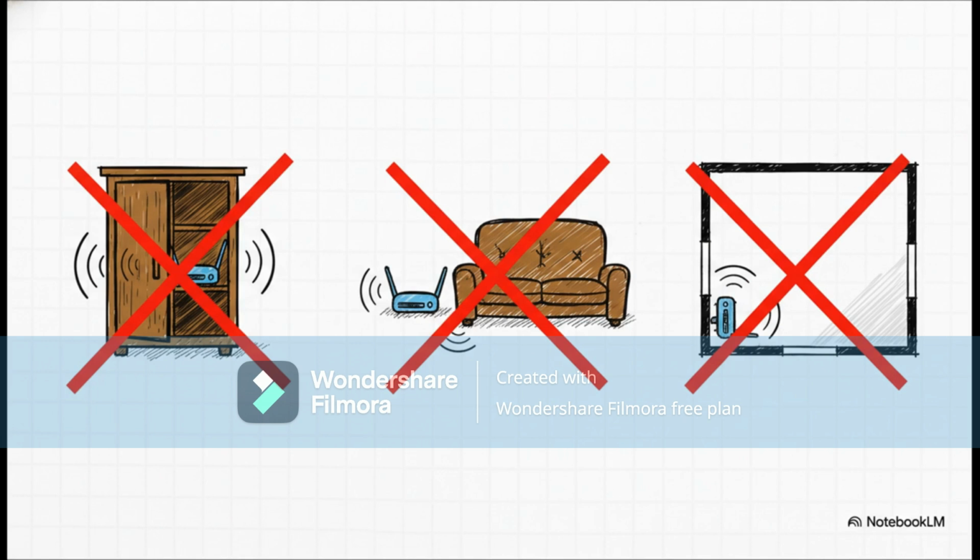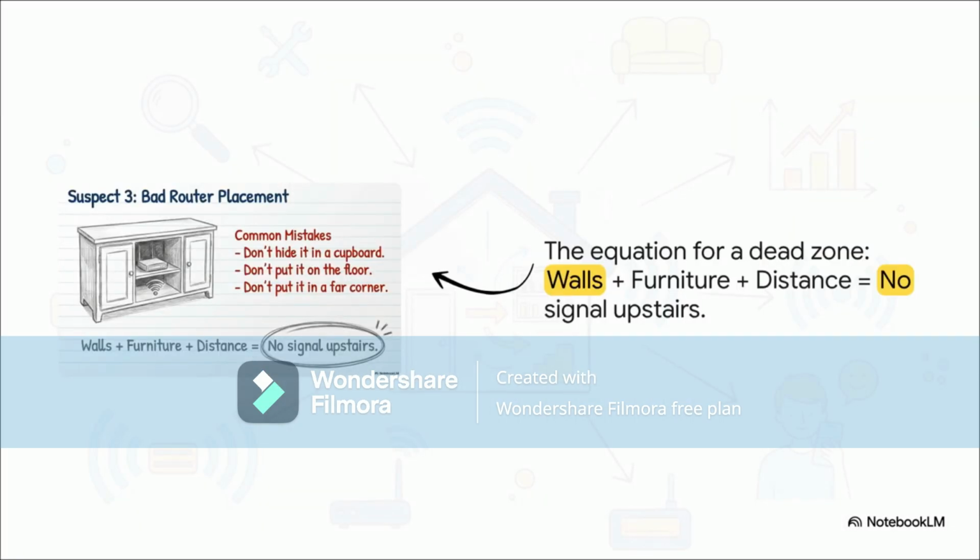And you know what? A lot of the time, we're our own worst enemies without even realizing it. We see these mistakes constantly, hiding the router inside a TV cabinet to keep it out of sight, tucking it on the floor behind the sofa, or just shoving it in a far-off corner of the house. Every single one of those choices is like putting your Wi-Fi signal in a cage before it even gets a chance to get out.